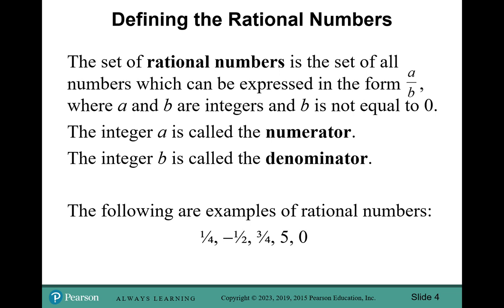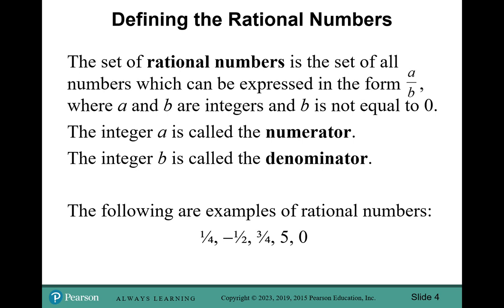Let's start by defining the rational numbers. The set of rational numbers is the set of all numbers which can be expressed in the form A over B, where A and B are integers and B is not equal to 0. The integer A is called the numerator. The integer B is called the denominator. The following are examples of rational numbers: 1/4, -1/2, 3/4, 5, and 0.